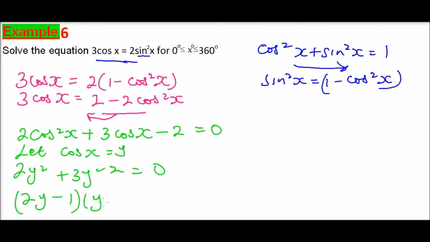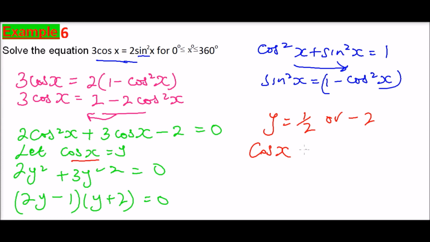So y plus 2 is equal to 0, and therefore we have y is equal to a half or minus 2. So if y is equal to a half or minus 2, this implies, since we had defined our y to be cos x, that cos x is equal to a half or minus 2.